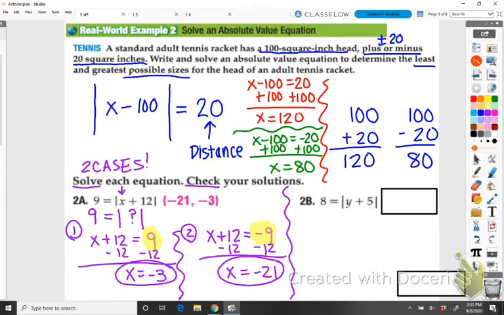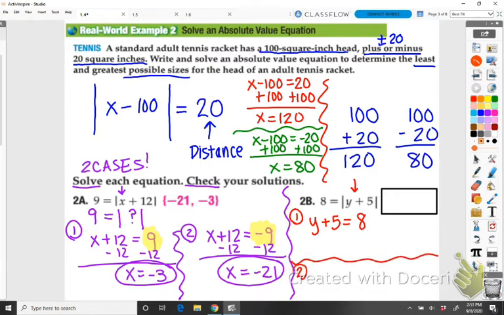So those should be our answers. They wrote it not really as an ordered pair, but you can just leave it as x equals negative 3 and x equals negative 21. So example 2b, similar thing. You want to know what value inside the bars would give you a positive 8 and a negative 8. So case 1 is dropping the absolute value bars and setting it equal to positive 8. Case 2, setting the y plus 5 equal to a negative 8, and you're going to solve them in the same way.